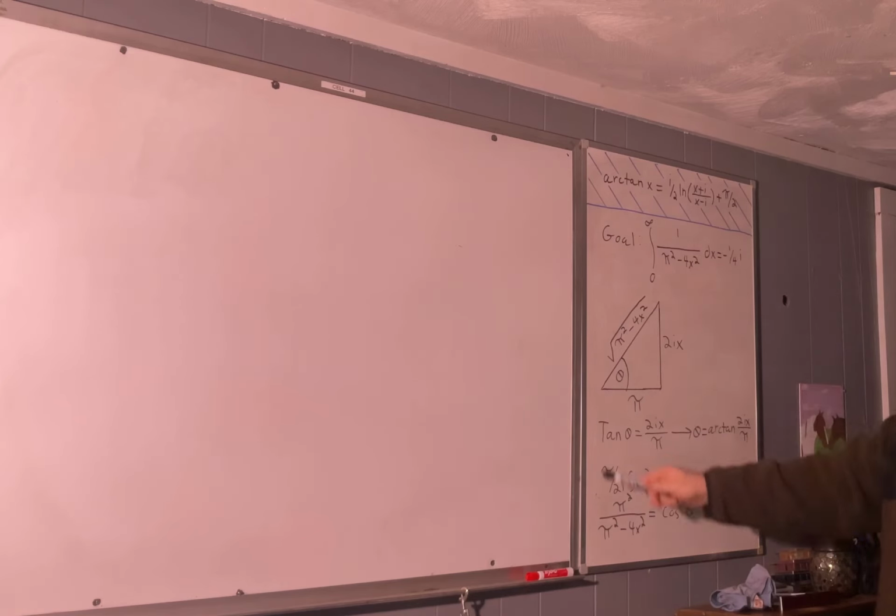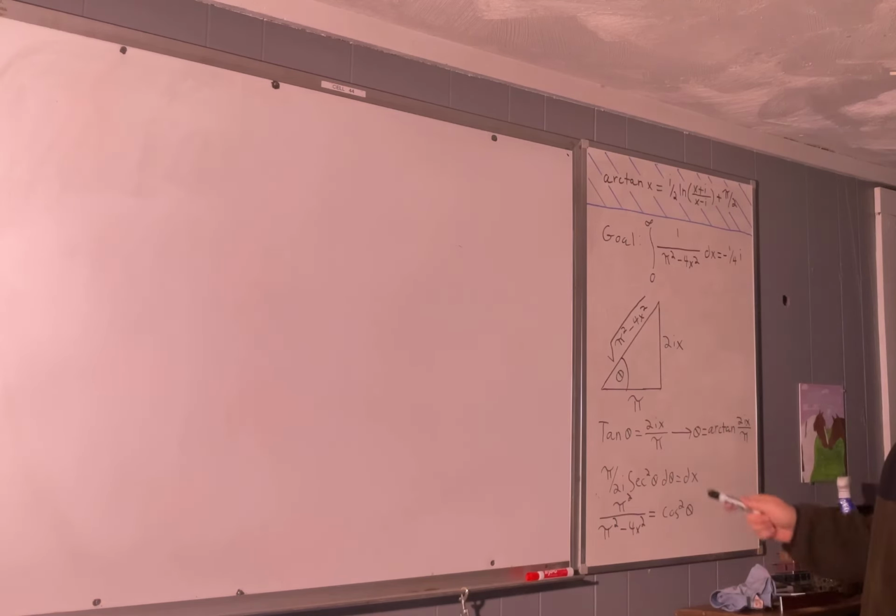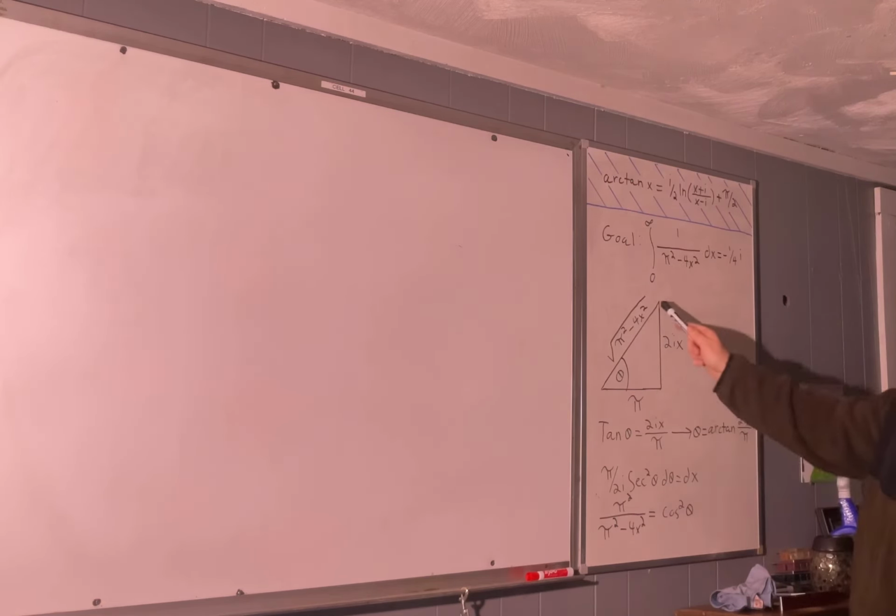You'll see that I already have this stuff set up. This is going to be for our substitution. The substitution we make is that tangent theta is equal to 2ix over pi. And I set up a right triangle based on that. And you can see this is a valid right triangle. And all the other stuff follows from this. Well, except for this part. Tangent theta equals 2ix over pi implies that theta is equal to the arctangent of 2ix over pi. That's just how tangent and arctangent work.